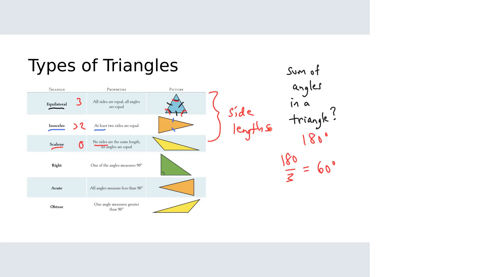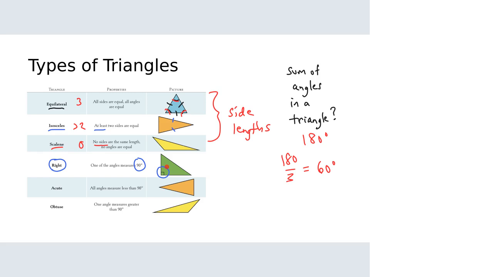Down at the bottom, we've talked about side lengths. Now we're going to talk about angles. So in a right triangle, one of the angles measures 90 degrees. And we can see that with that little symbol there in the corner, that little square indicating that it's a 90-degree angle. I have a question for you. Would it be possible for a triangle to have two 90-degree angles in it?